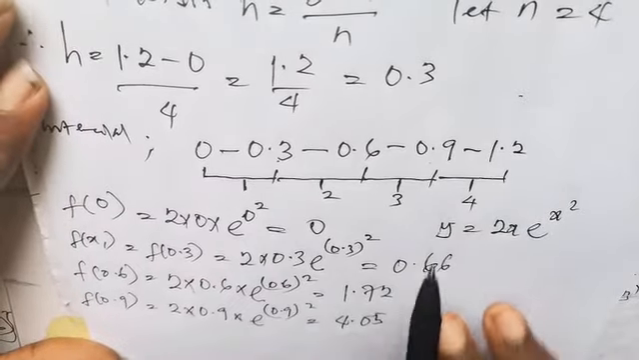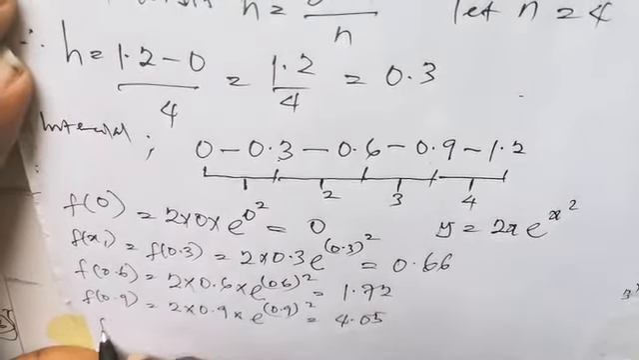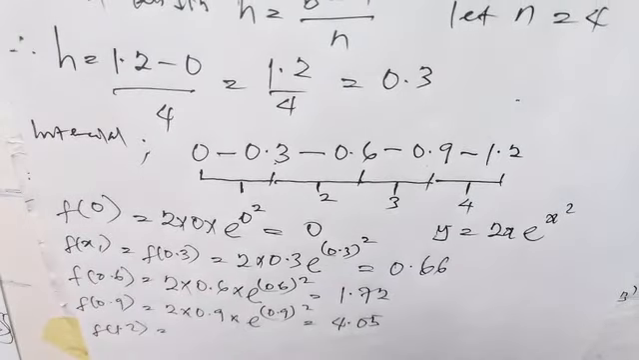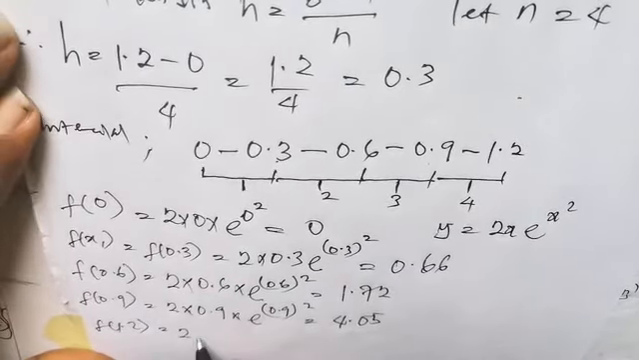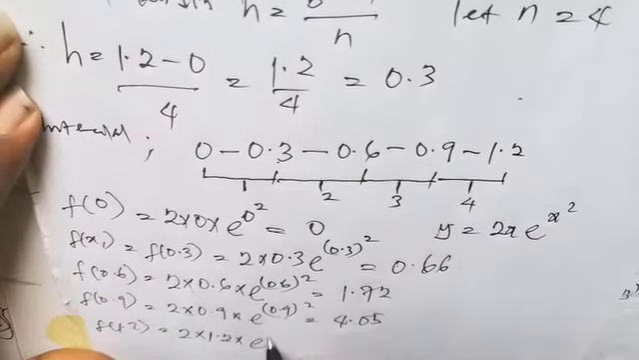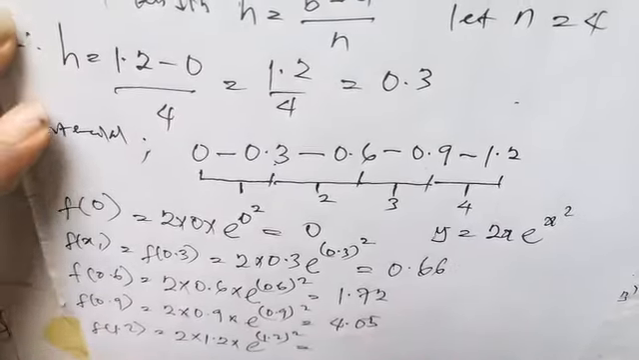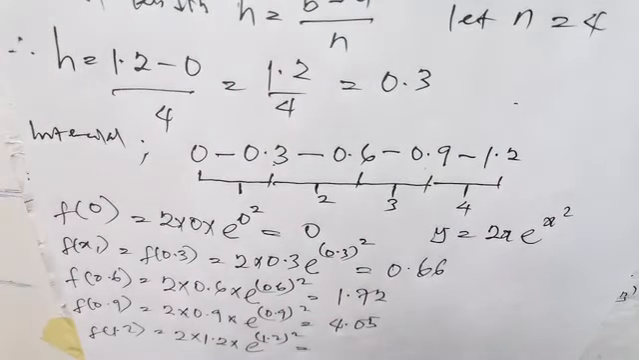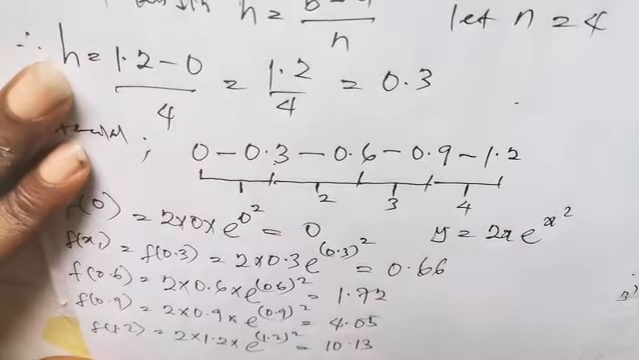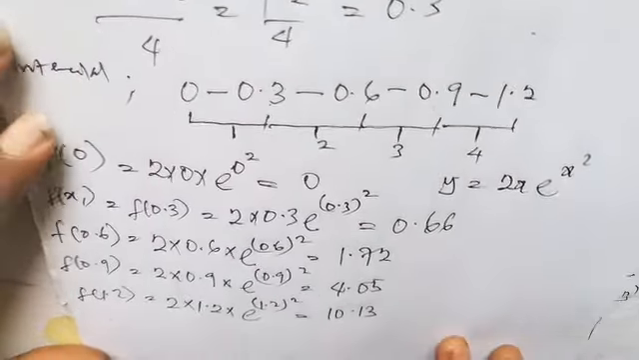And finally, the last is 1.2. So I'll find f of 1.2, which is equal to 2x, where x is 1.2, times exponential of 1.2 all squared. So 1.2 squared, I'll find the exponential equivalent of that, multiply by 2, multiply by 1.2, and this gives me approximately 10.13. Okay, so I can now plug into Simpson's rule.